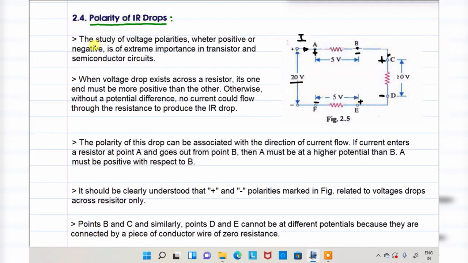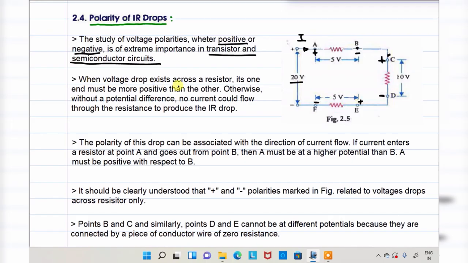Now look here. The study of voltage polarities, whether positive or negative, is extremely important in transistor and semiconductor circuits. In the second chapter, third topic, semiconductors, diodes, and then the next one is transistors. Those topics are already mentioned in your syllabus. In that particular case, polarities are extremely important, right?